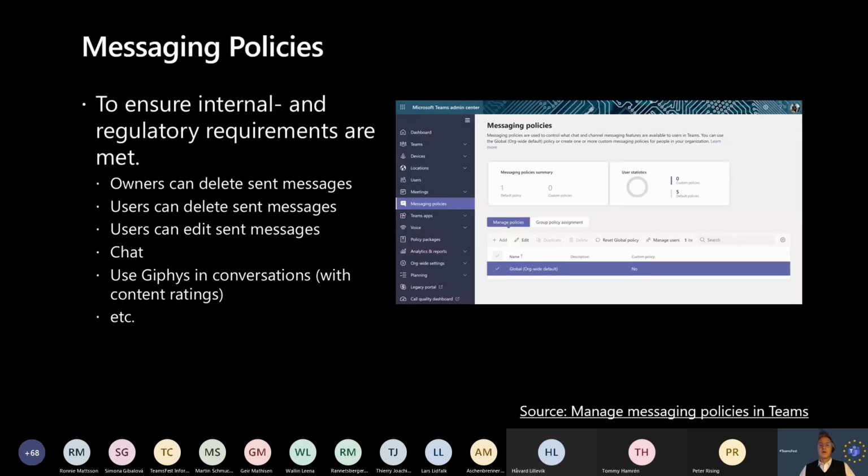Messaging policies are used to control which chat and channel messaging features are available to users, the owners and the members in Microsoft Teams. And you can use the global org-wide default policy that's created automatically, or you can create and assign custom messaging policies. Users in your organization will automatically get the global policy unless you create and assign a custom policy. And you can edit the settings in the global policy to create and assign one or more custom policies to turn on or turn off the features that you want.